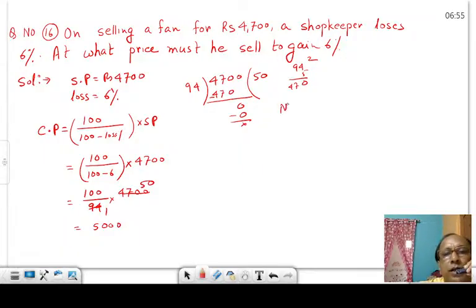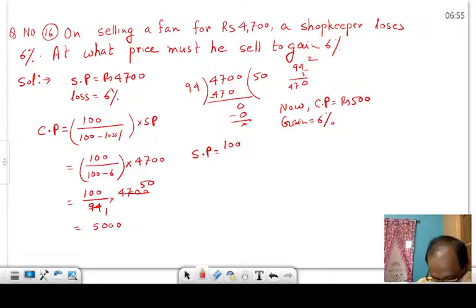Now we are finding the selling price. Cost price is equal to rupees 5,000, right? And what is the gain? Gain is 6%. That means you have to find the selling price, right? Now we know the formula for selling price also. The formula for selling price is equal to (100 plus gain percent) divided by 100 into cost price. That is the formula for finding the selling price, right?